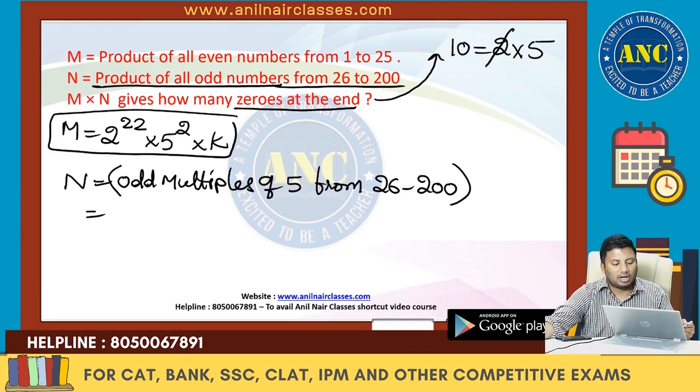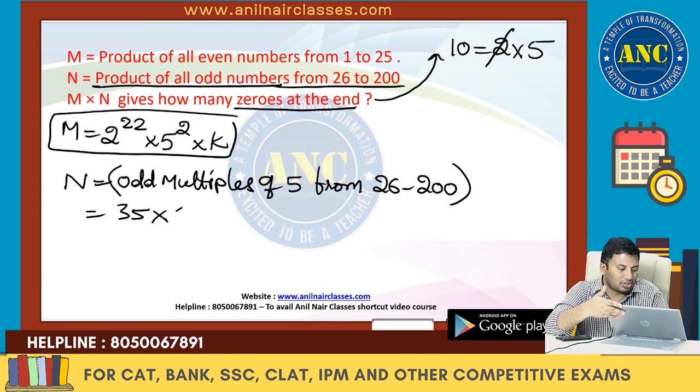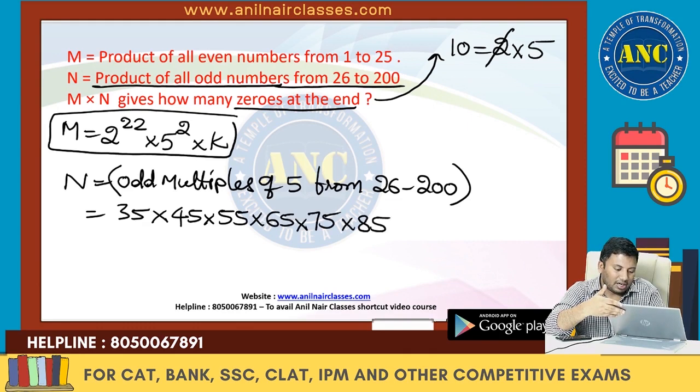What are all the odd multiples? 30 cannot be taken. 35 can be taken. 40 cannot be taken. So it is 45, 55, 65, 75, 85, 95, 105. You might miss out some values, so I am writing it like this.